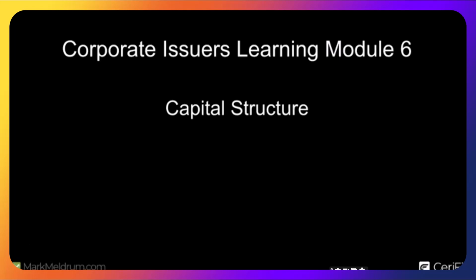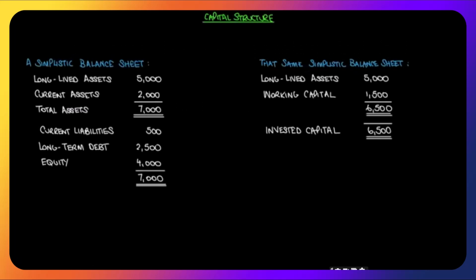Before we get into the LOSs, here is a simplistic balance sheet, which is very familiar to people who've been through Learning Modules 4 and 5 already. On the right-hand side, we've taken a very simple balance sheet. We have grouped together current assets and current liabilities into working capital, and all of our long-term debt and equity into invested capital. In Learning Module 4, we talked all about working capital and how much of our invested capital was tied up in there. In Learning Module 5, we talked about how much invested capital went into long-lived assets and the returns we were getting from those long-lived assets.